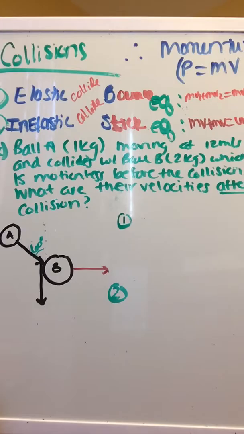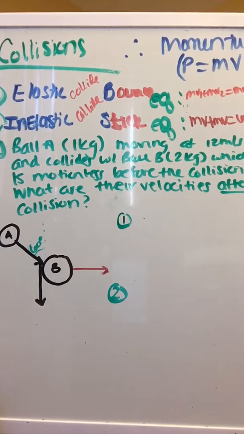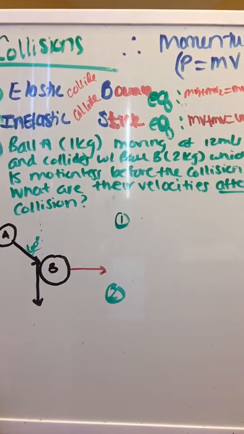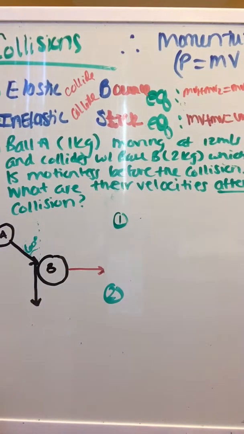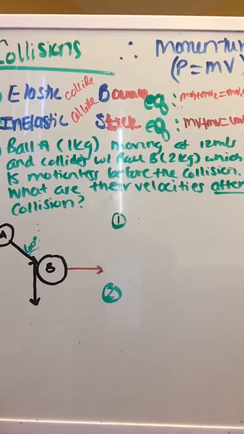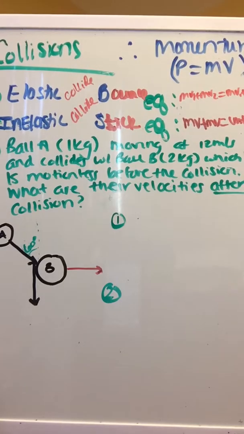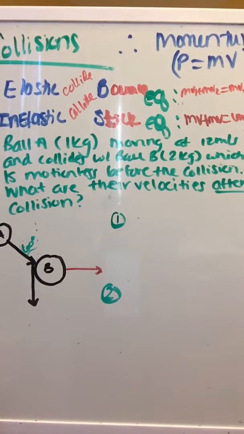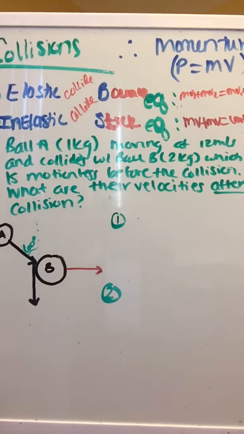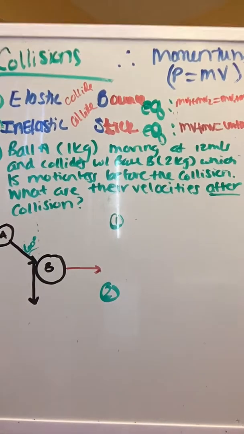But there are two different types of collisions: elastic versus inelastic. Elastic collisions are when objects collide and they bounce off of each other, whereas inelastic collisions are when objects collide and stick together. So they have two different conservation of momentum equations just to account for the difference in mass before and after, and so on and so forth.